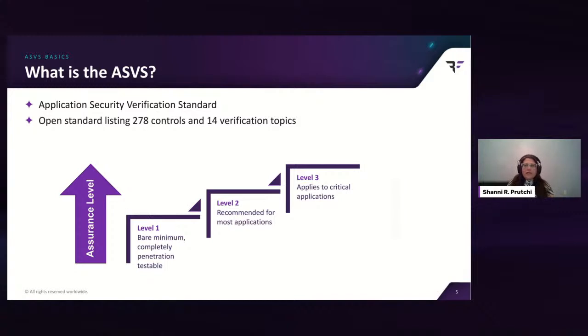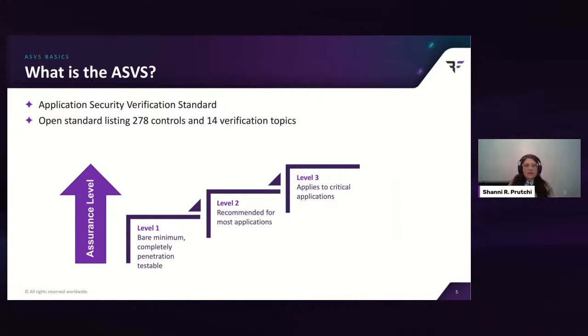So level 1 is our lowest assurance level, and it reflects the bare minimum for all applications. Basically, any application, it doesn't matter how simple it is, needs to meet these controls. Most importantly, this level of assurance can be completely verified with penetration testing. Almost completely verified, because there are 20 verification requirements that can't be addressed with penetration testing, and we'll discuss those a little bit later.